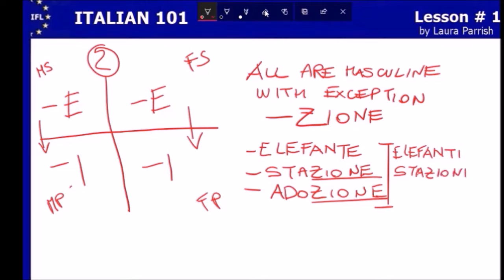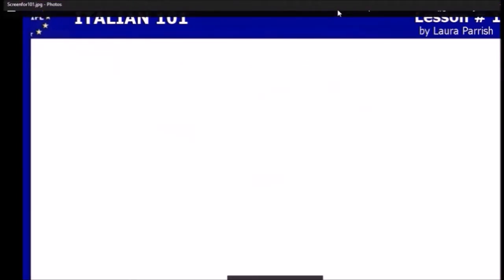The plural of adozione will be adozioni. Okay, got it. Second pattern. Now let's go see the third pattern.